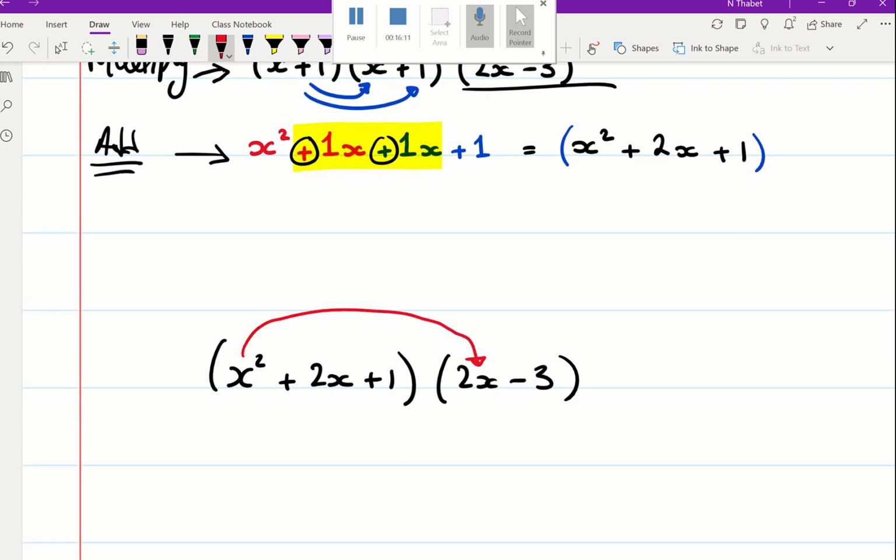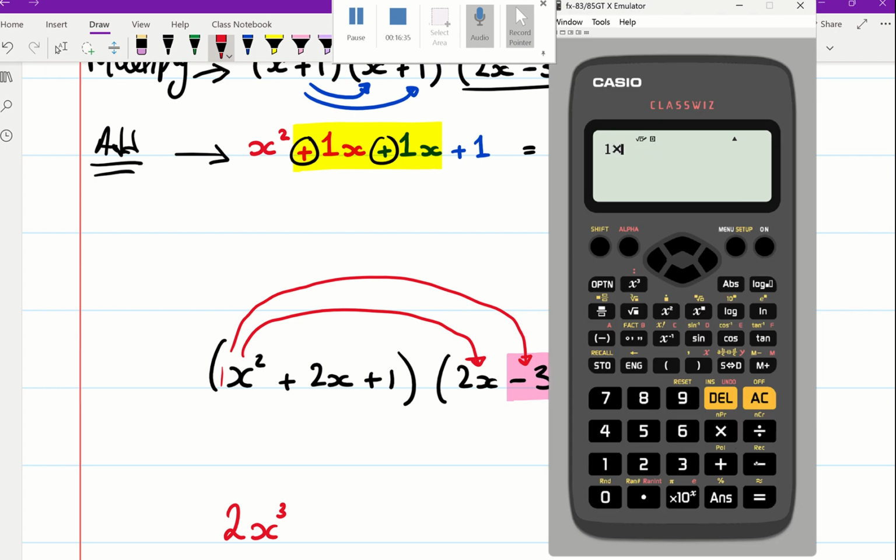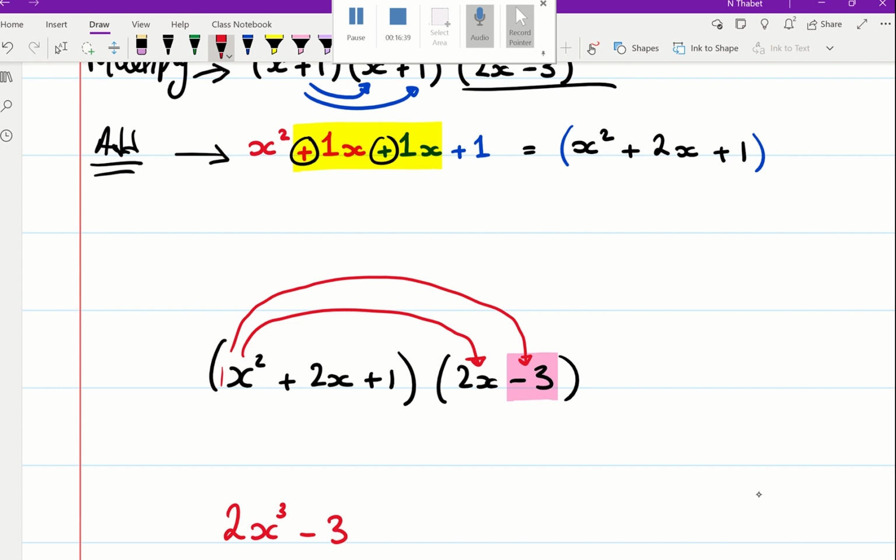x squared times 2x, x squared times negative 3. So just note, this is a negative number. So x squared times 2x is 2x cubed. x squared times negative 3, well, this is a 1 times negative 3, which is a negative 3x squared. And then I've got 2x times 2x and 2x times negative 3. Well, 2 times 2 is a positive 4, x times x is x squared. And then 2 times negative 3 is negative 6x, not x squared. There isn't a second x, just x.